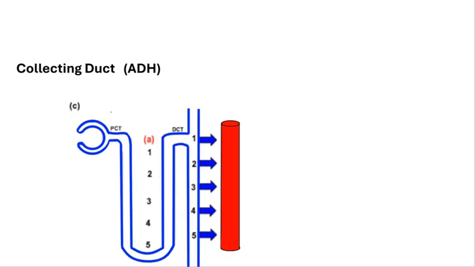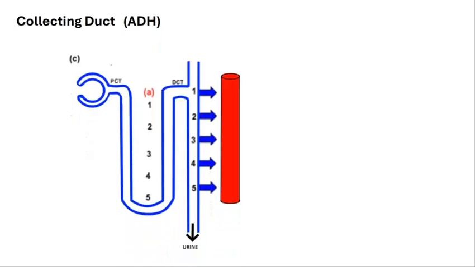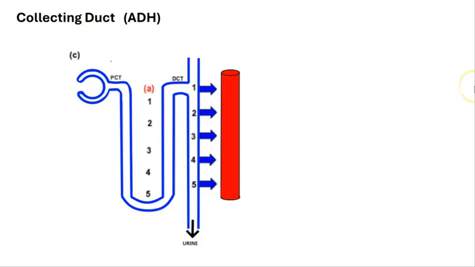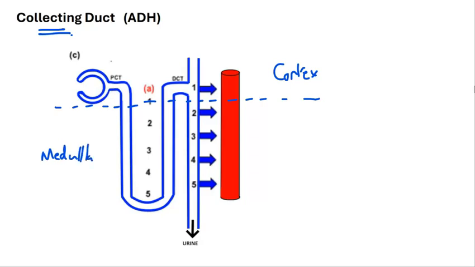So we have seen in the proximal convoluted tubule and in the loops of Henle selective reabsorption. Now we move to this final section of the nephron, which is known as the collecting duct. And you'll recall that the collecting duct moves us from the upper cortex into the medulla region, which is here. We know that the end of the collecting duct will actually empty into the pelvic region of the kidney, which is where the urine collects.